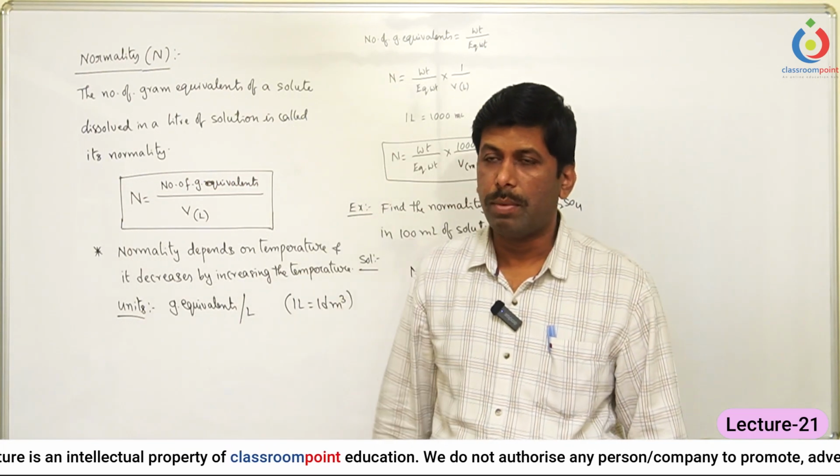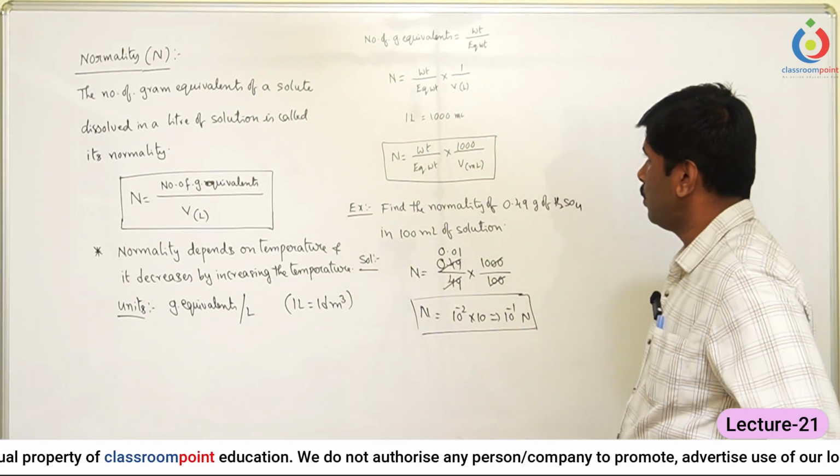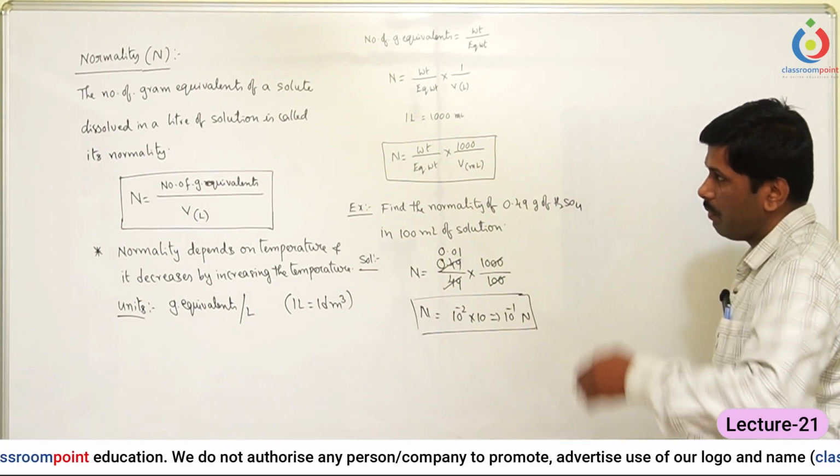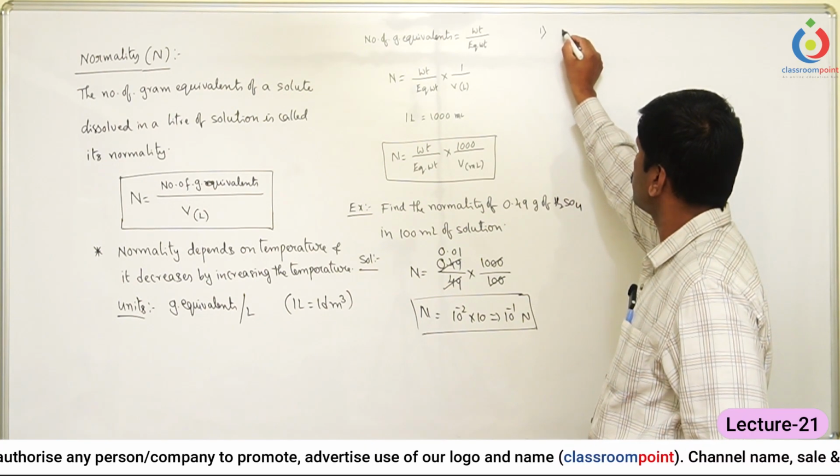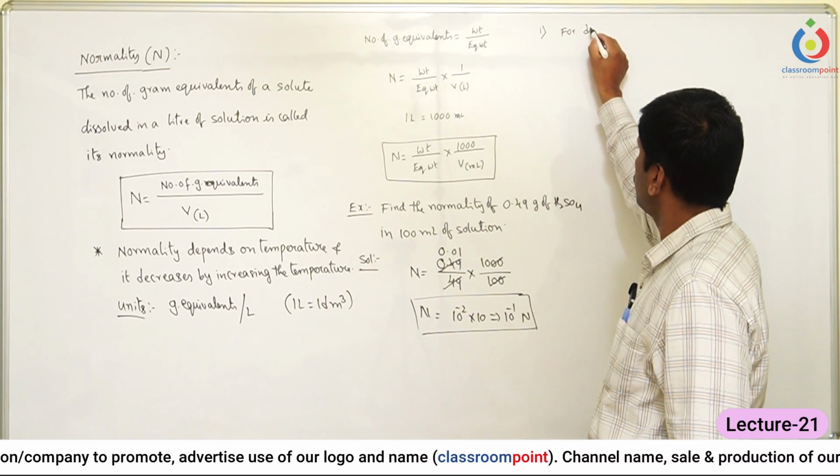So like this, normality can be used. Now let us see the applications of normality where we can use this formula. The first one is for dilution.